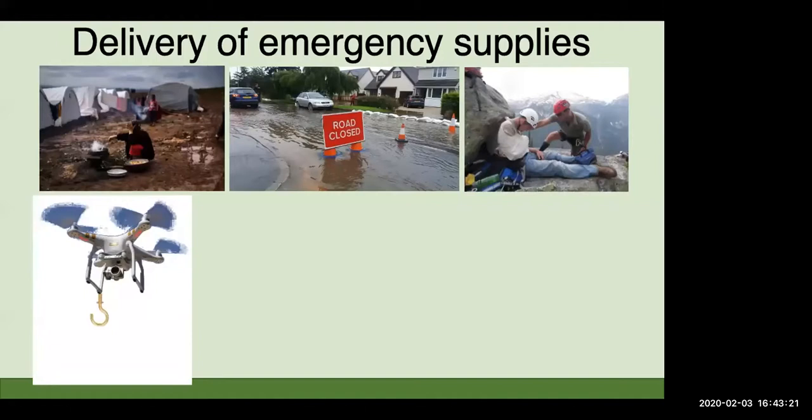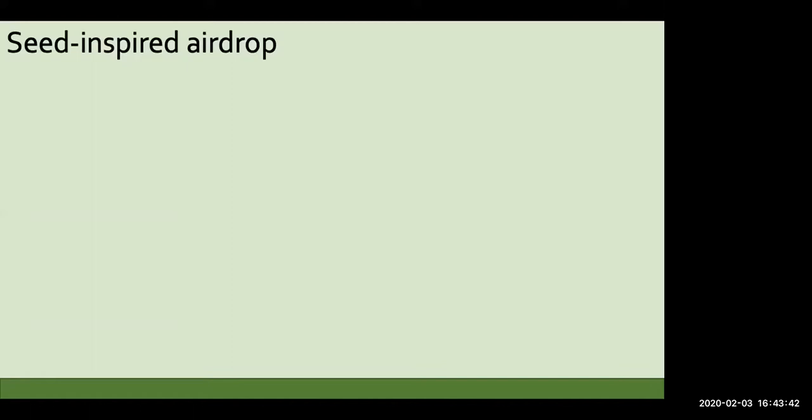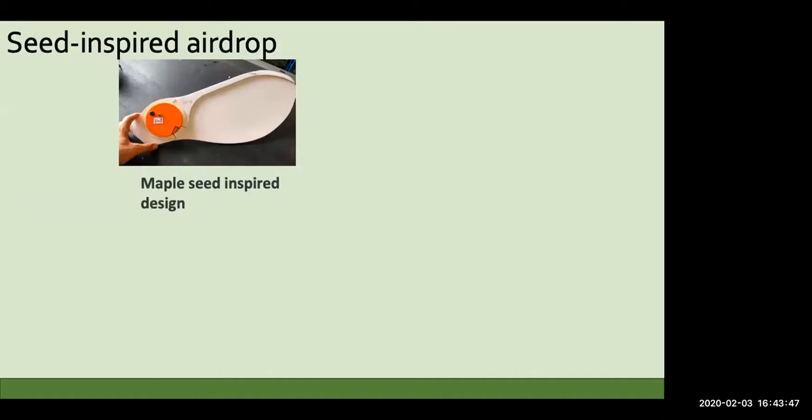So the idea was, we've got a drone. This is like a DJI Phantom 3, everyone's favorite drone, giant hook. And then we drop one of these maple seed pods. And you could deliver medicine if it was a gentle enough fall, or blankets, things like that. So we built a prototype. So we have a seed-inspired airdrop. This is the size of a human hand, and this thing's about this big. I didn't bring it, sorry.